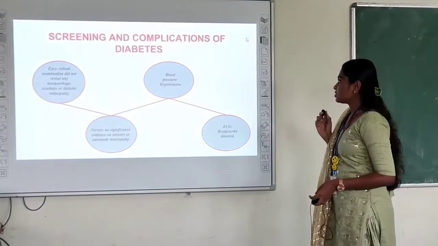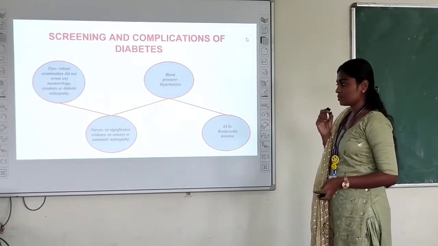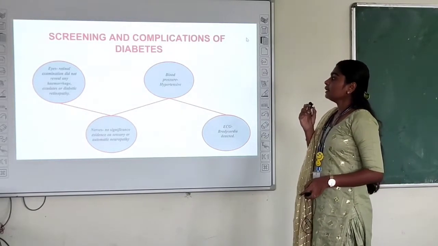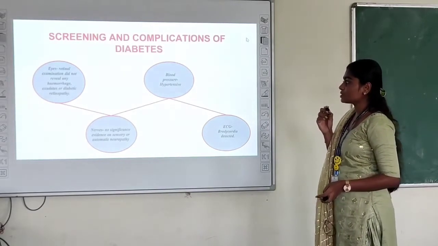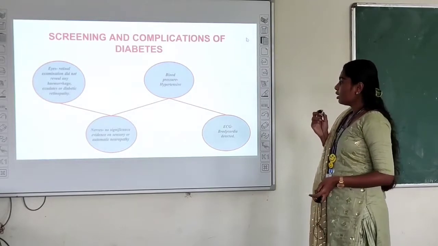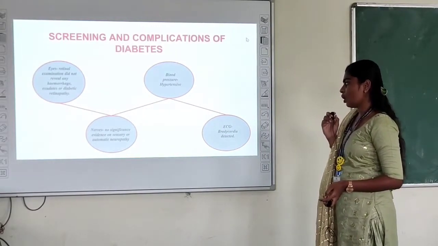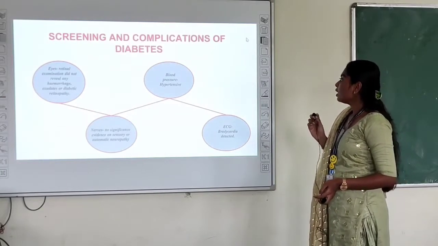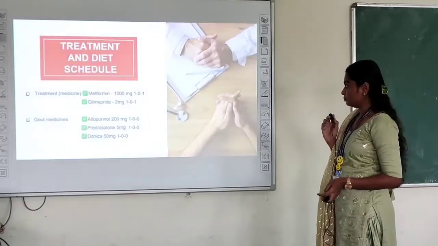Screening and complications of diabetes. First of all, screening of the eyes was taken. Retinal examination did not reveal any hemorrhage, exudates, or diabetic retinopathy. Nerve screening: no significant evidence of sensory or autonomic neuropathy. Blood pressure was hypertensive. ECG: bradycardia detected.